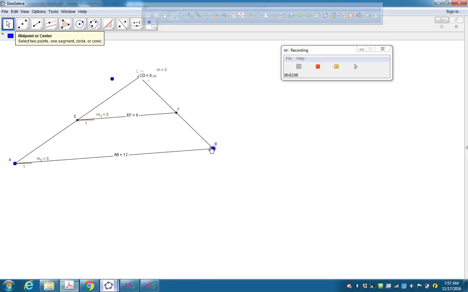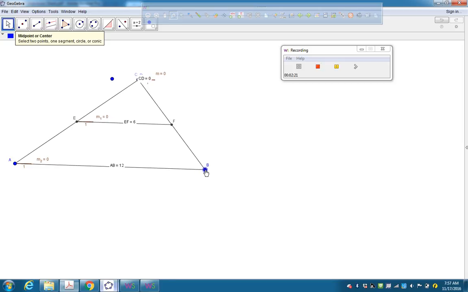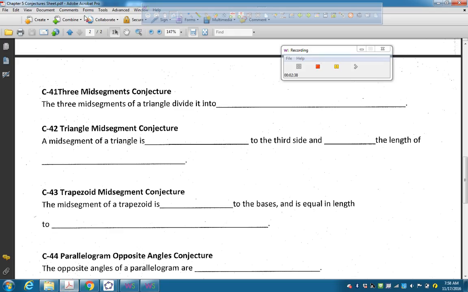So notice that if I drag this, that mid-segment is always half, but because it's rounding up to the nearest tenth, it sometimes looks off. But this is 8, that's 4. When this is 12, that's 6. And is it still parallel? Are those two things still parallel? Yes, they are. Okay. So let's go through and fill in these conjectures.